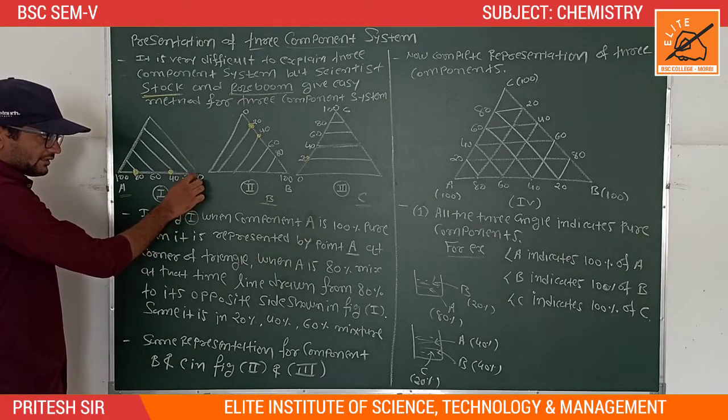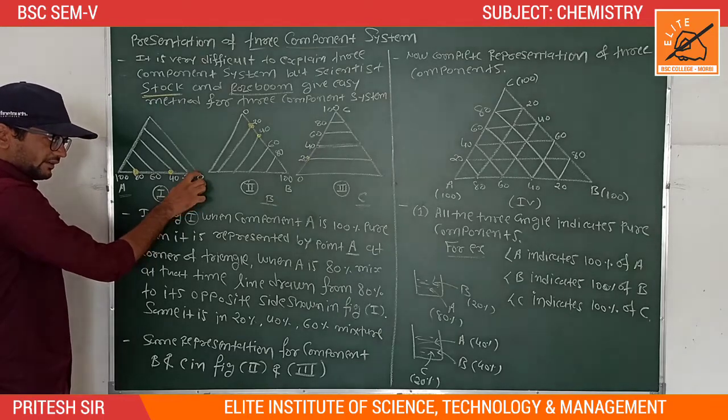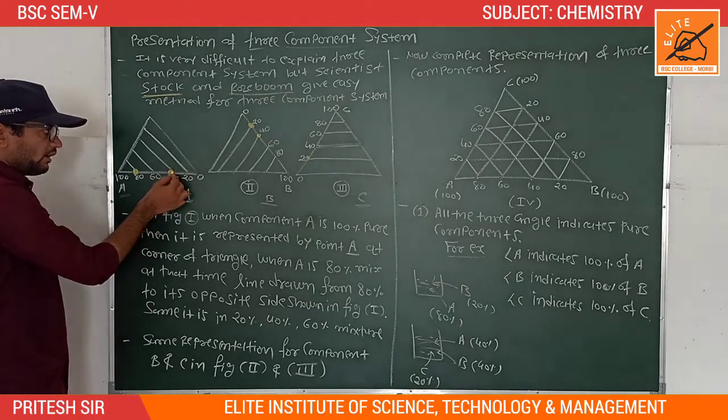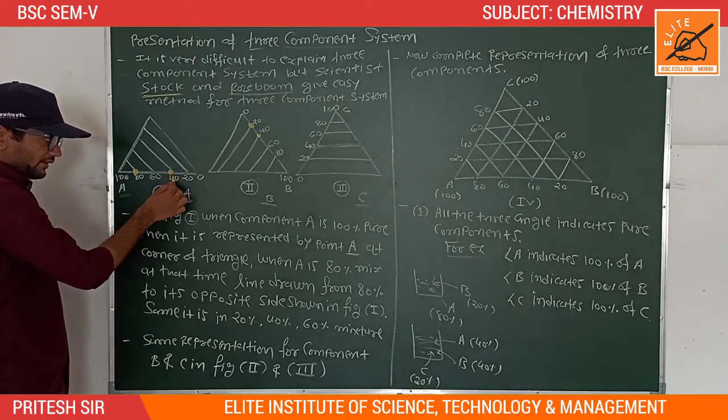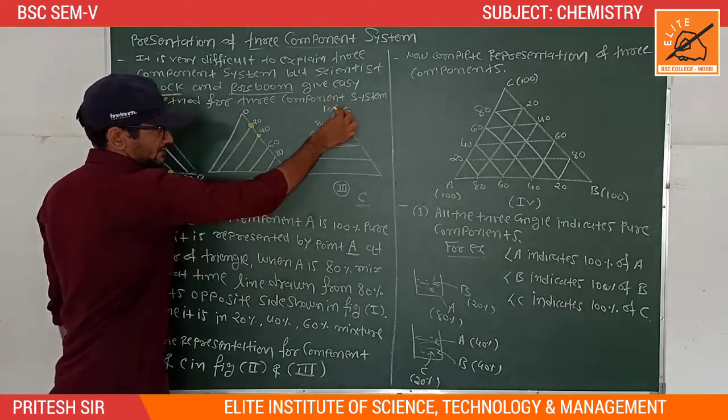Suppose A is 0 at that time, we indicate this point. This point indicates the value of A is equal to 0. This point indicates the value of A is equal to 20%. This point, the value of A is 40%. This point indicates the value of A is 60%. Same as B, same as C.